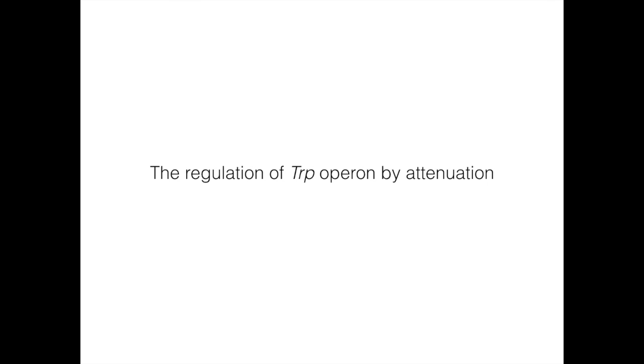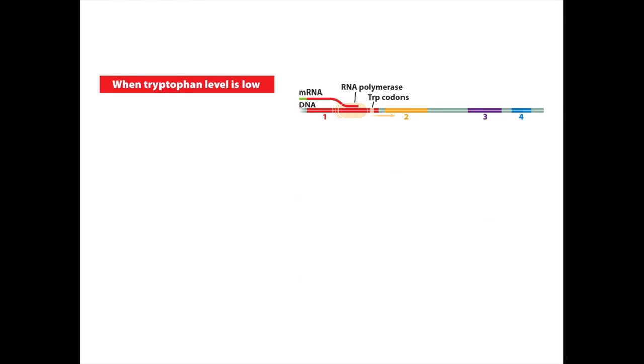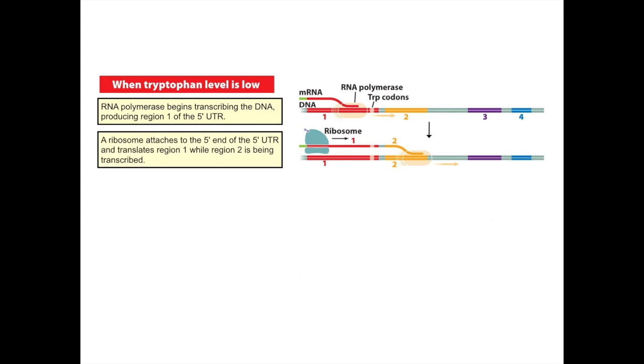The tryptophan operon is regulated by attenuation. So this is a different mechanism for controlling gene expression. When tryptophan levels are low, the RNA polymerase begins transcribing the DNA and produces region 1 of the 5' UTR of this operon. A ribosome attaches to the 5' end of the 5' UTR and translates region 1 while region 2 is being transcribed.